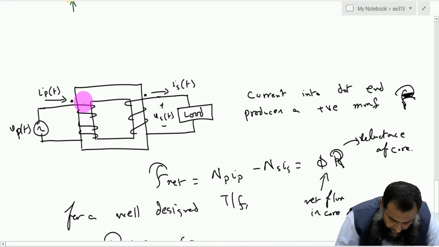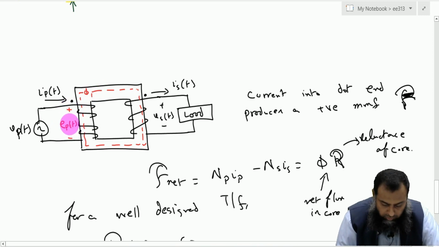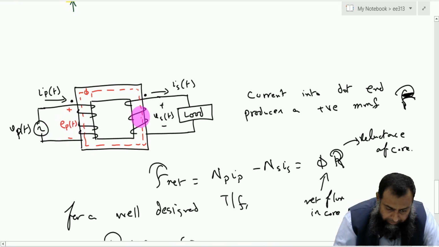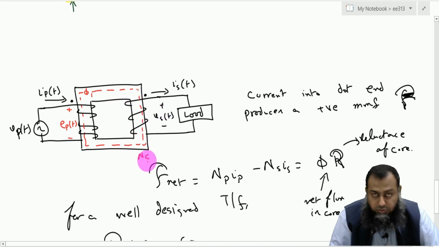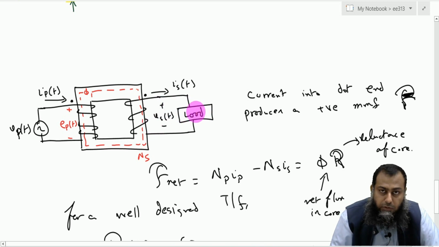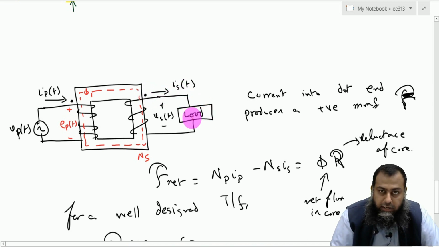Suppose that we have an original flux produced by this VPT, which is shown with this red line. So this is the original flux. Let us say this is phi 1, right? Because of this phi 1, we have some induced EMF EPT along the primary side. Similarly, this EPT results in the secondary voltage. When it links with the secondary winding NS, it produces a voltage which is said to be equal to VST. Now when this VST is connected with some load, then we have some current which flows from this non-dot end and supplies this particular load.